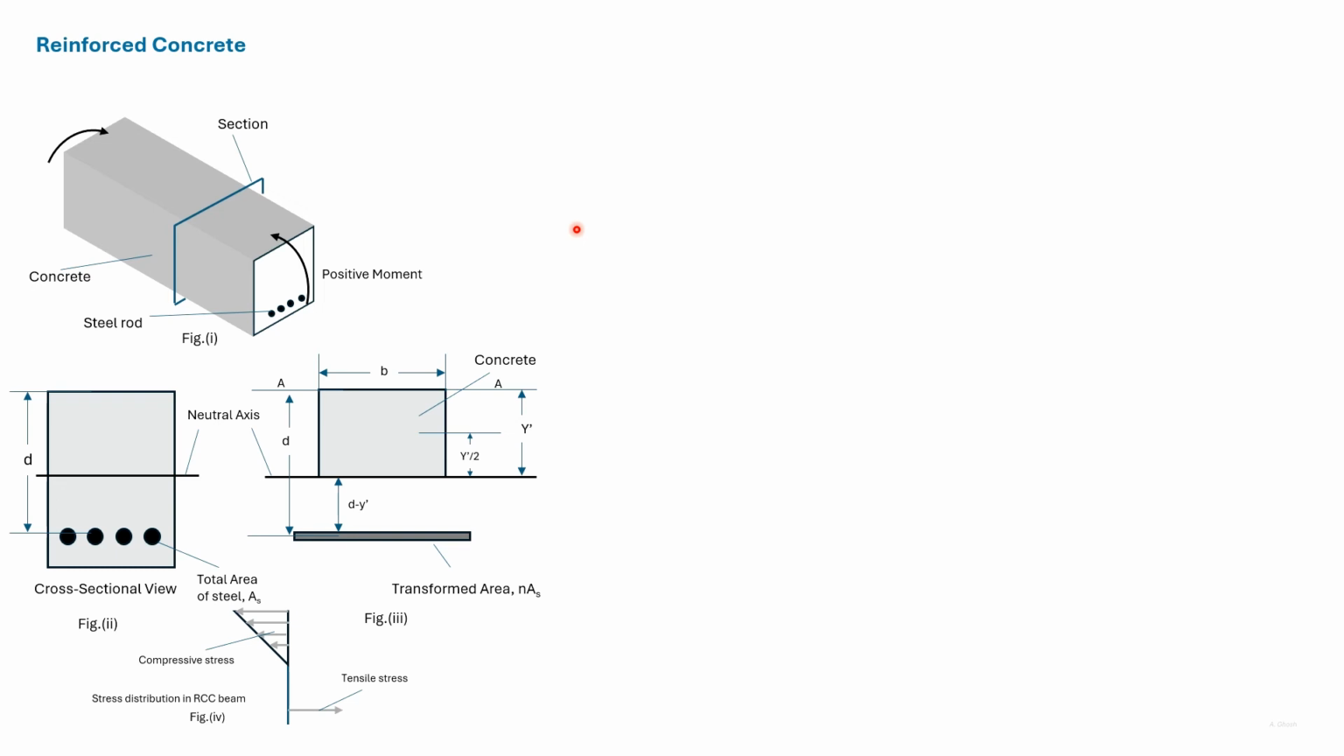Concrete can withstand compressive stress but is weak under tensile stress. So the compressive stress in the beam will be withstood by this portion of concrete above the neutral axis. Below the neutral axis, the concrete will crack. So it is only the steel rods that will withstand the tensile stress.